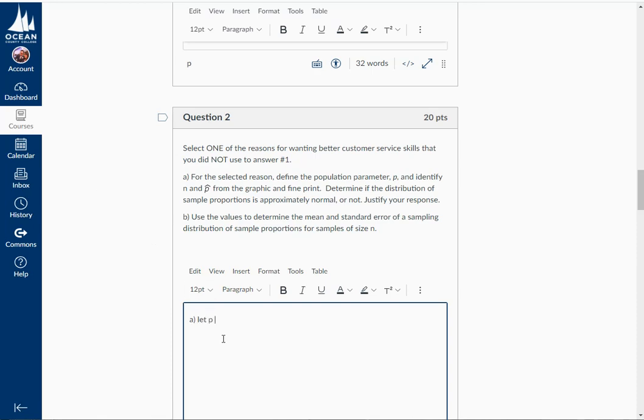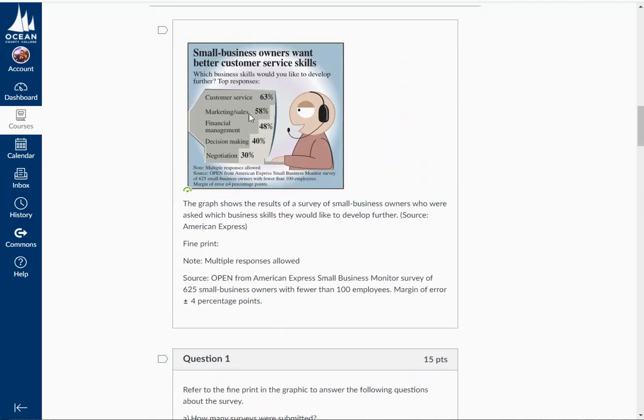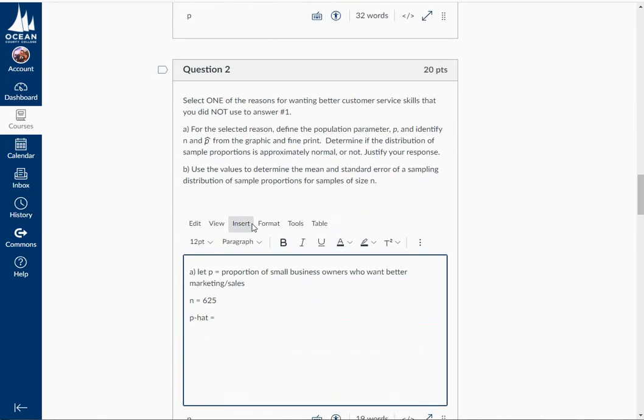P, the proportion, be the proportion of small business owners who want better marketing and sales. So identify N from the graphic. Well, N was 625, and P hat here you can see is whatever this proportion is here. It's a percentage. It's going to be 0.58.